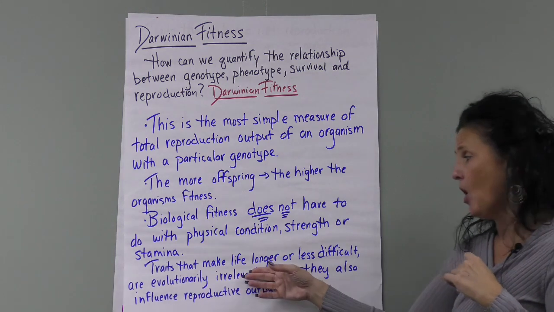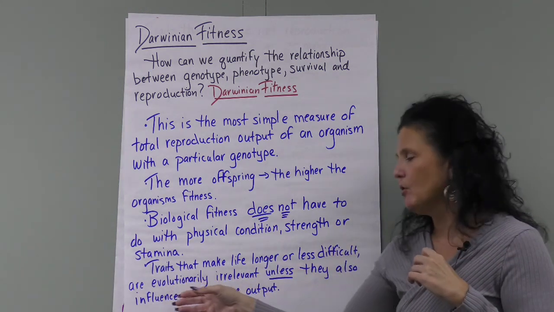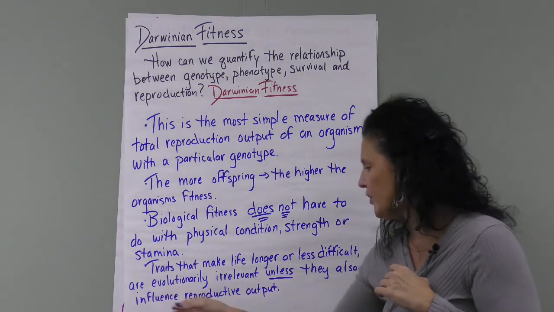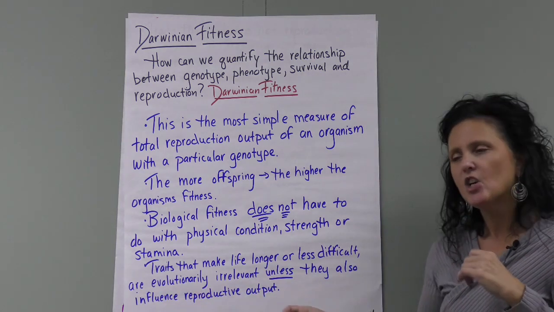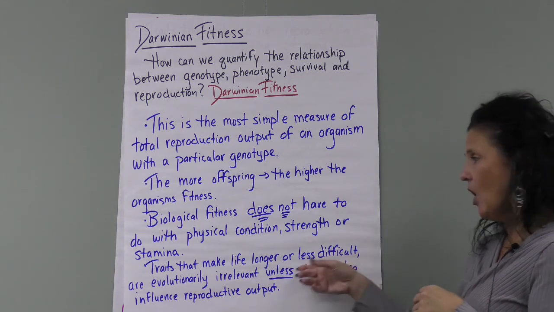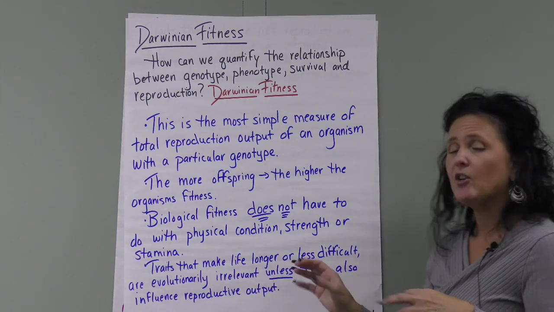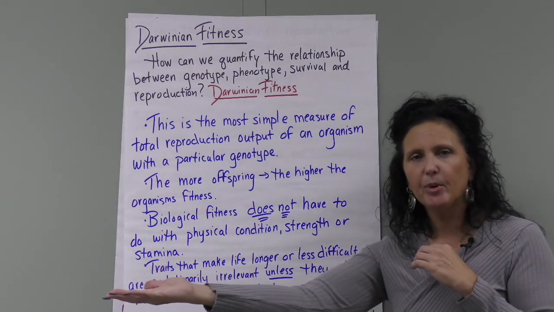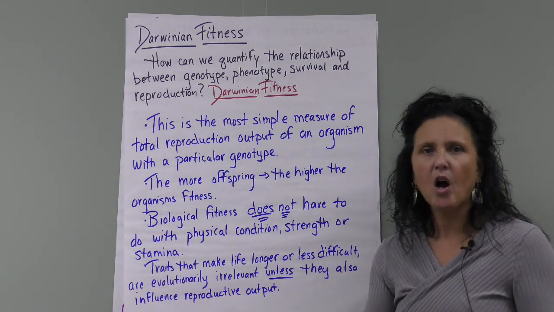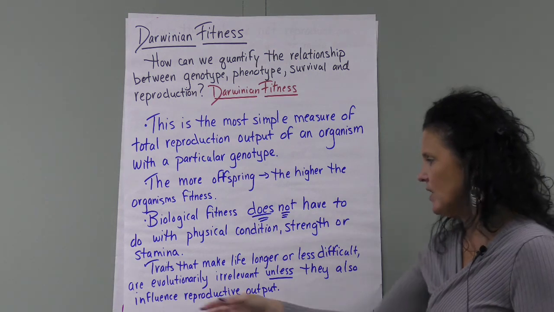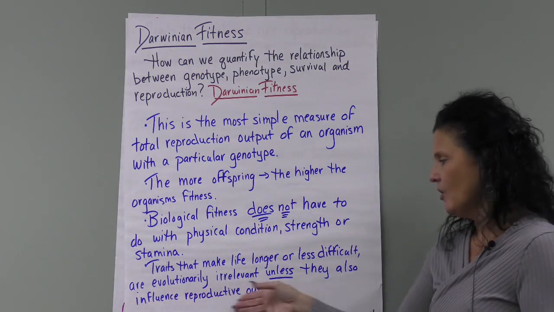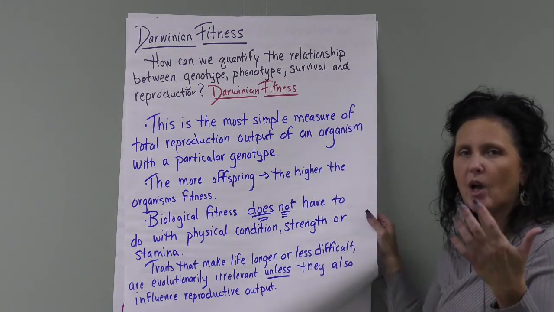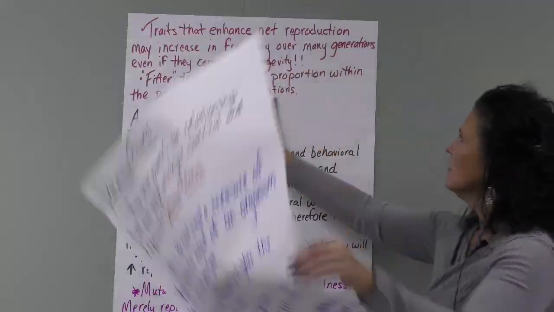Traits that make life longer or less difficult are evolutionarily irrelevant unless they also influence reproductive output. So you could have traits that make you live longer, right? And make your life less difficult, but unless you are having a higher output of offspring, we're not going to see them again, right? So that's what we're talking about. They're irrelevant unless they influence reproductive output when we're talking about Darwinian fitness.